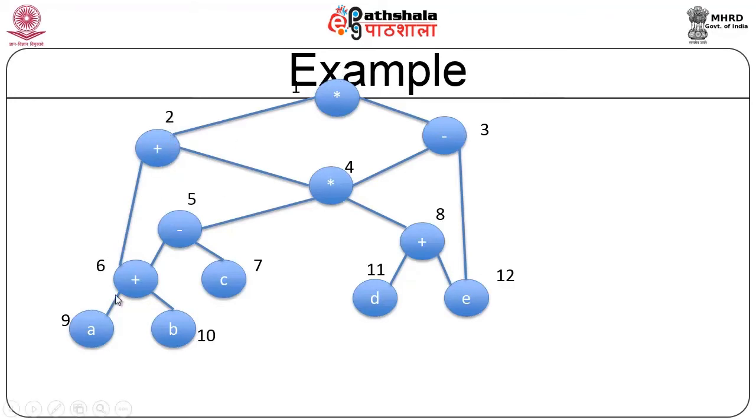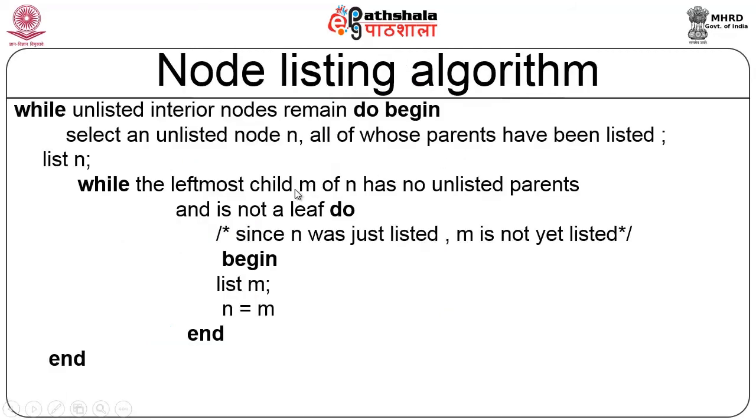So I will check the leftmost child. A is a leaf node, so I have to check this node. This node's parent is not listed, so I will go up. This node is a left child of this one, its parent has now been listed, so therefore I will list 2. Okay, and then I will continue. After listing 2, I will have to basically stop, because all of whose parents have been listed.